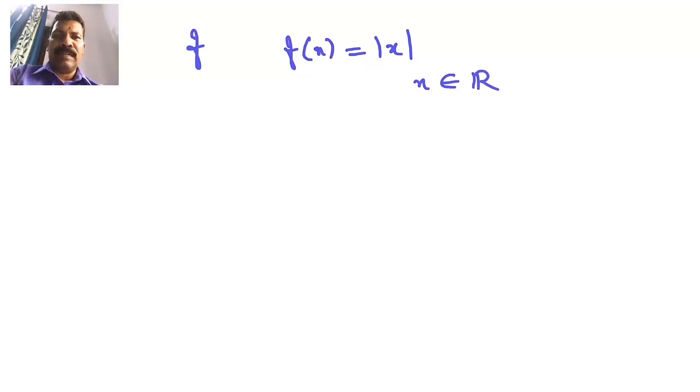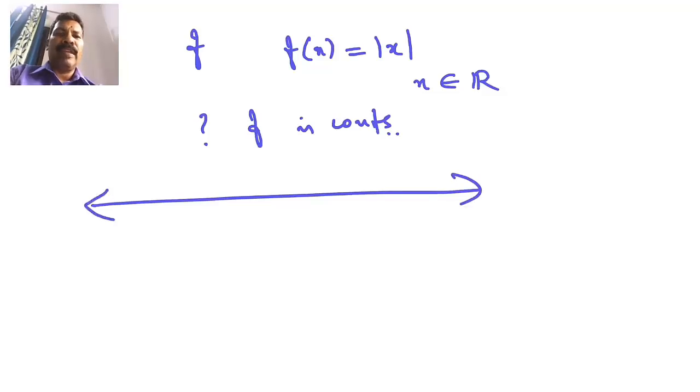Now let us consider the function f defined by f of x is equal to modulus x. Here again x belongs to the set of real numbers. That is, the domain of the absolute value function, or modulus function, is the set of all real numbers. And we are going to show that function f, the modulus function here, is continuous. Here we can divide the total domain into three parts: 0 as a special case, negative real numbers and positive real numbers.